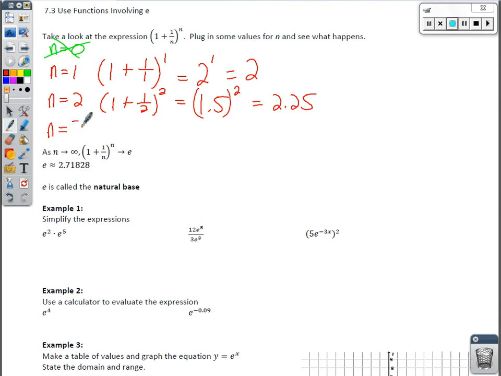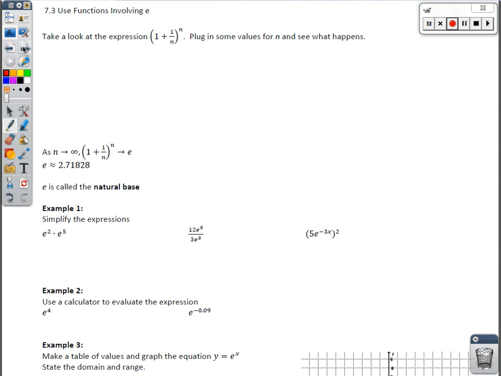If we look at n equals 3, actually scratch that. Let's skip up to n equals 10. Then that's 1 plus 1 over 10, to the 10, which is 1.1 to the 10, which is approximately 2.6. We'll round it off to 2.6. So again, getting bigger. Let's jump way up. Let's do n equals 100.